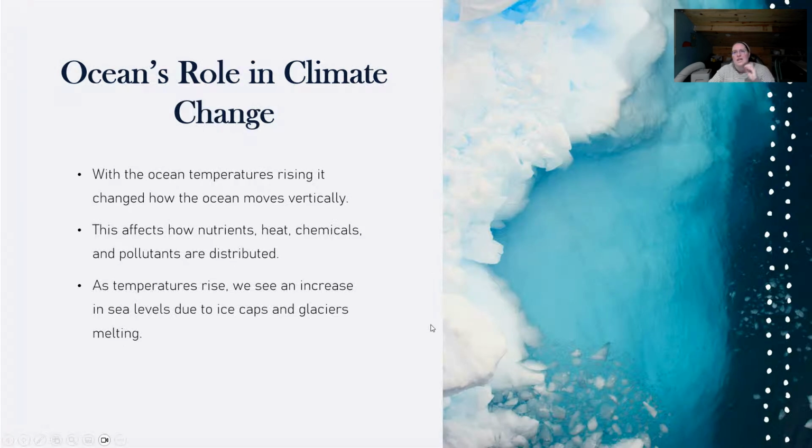As temperatures warm and we see this ocean temperature change, we're seeing that nutrients change vertically in how they're moving. For example, this is changing how nutrients come up from the bottom of the ocean. This changes the heat, chemical, and pollutant distributions within an ecosystem. What might have been caught or stored within a glacier is no longer there because now it's melting. And so we're seeing an increase in sea levels due to these ice caps and glaciers melting. We're seeing this fluctuation, and we're not 100% sure exactly what is going to happen with the oceans, other than it's probably not going to be a positive impact.